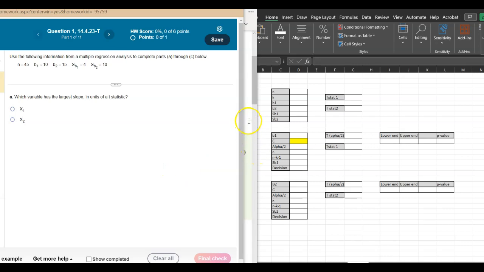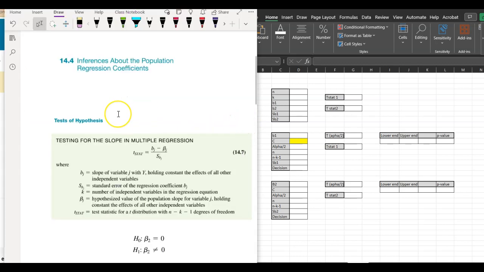Hey everyone, so this is question number 1, section 14.4, which is inferences about population regression coefficients. In this section we have two formulas, and the first one is the test of hypothesis. So we need to calculate the t-stat.